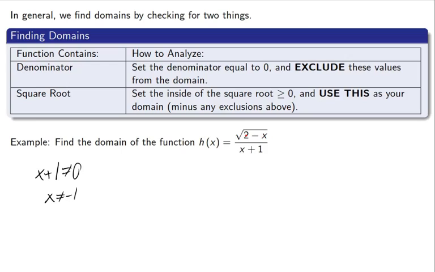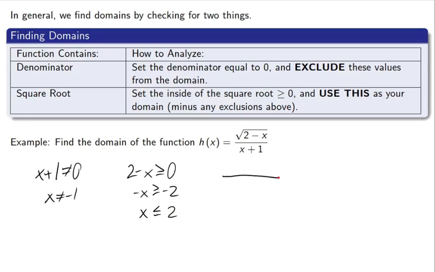2 minus x can't have a negative, or else you'd have a negative in a square root. So every time I see a square root, my rules say set the inside greater than or equal to 0. So 2 minus x is on the inside, greater than or equal to 0. If I subtract 2 from both sides, I get negative x greater than or equal to negative 2. And dividing by a negative, I get x and 2, but I need to flip the sign.